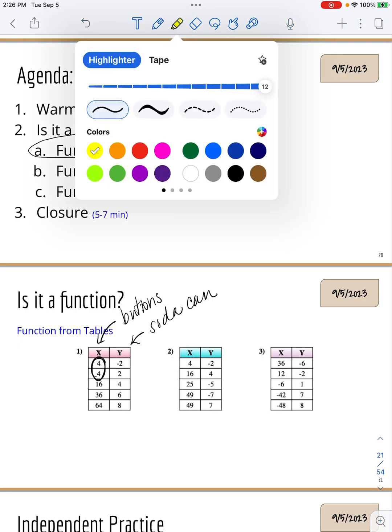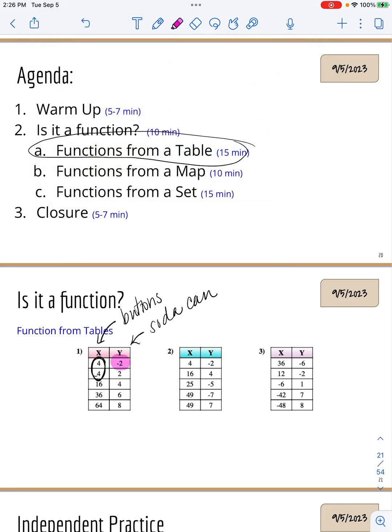So let me highlight the output in a different color. So this means that for 4, I can either get -2 or I can get 2. In other words, if I press button 4, I can get soda -2 and soda 2. So because when I press the same button, I get 2 different things, that means that this is not a function.